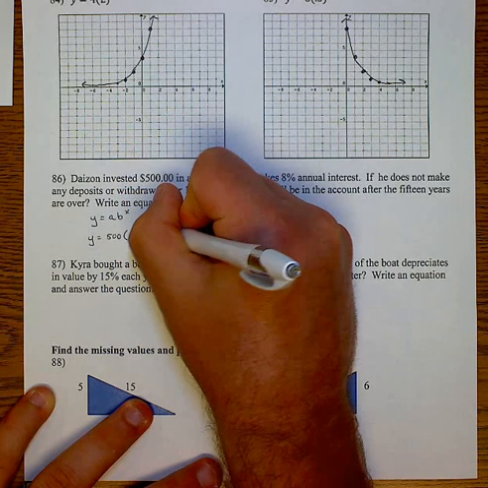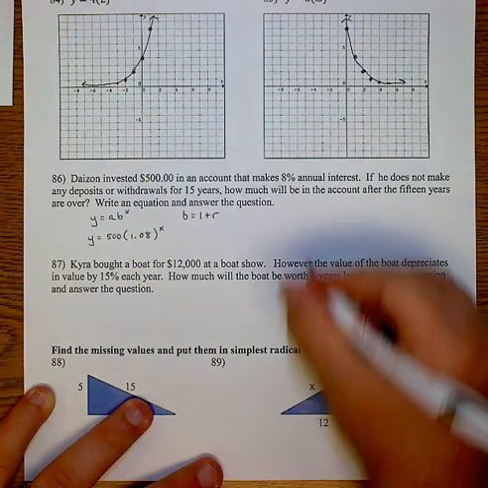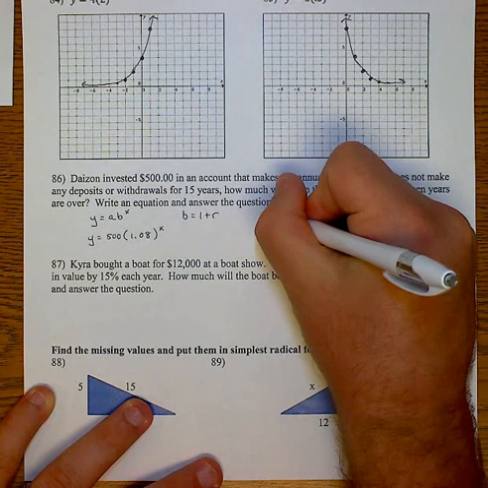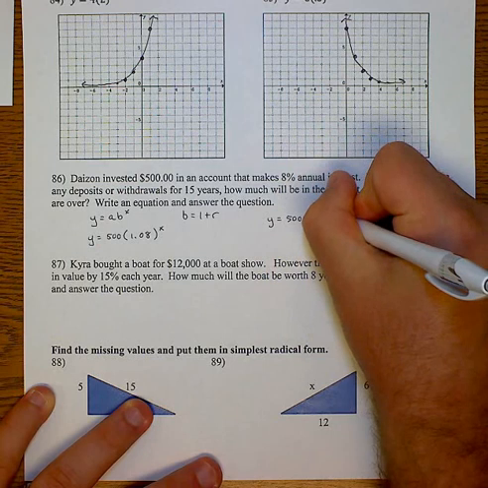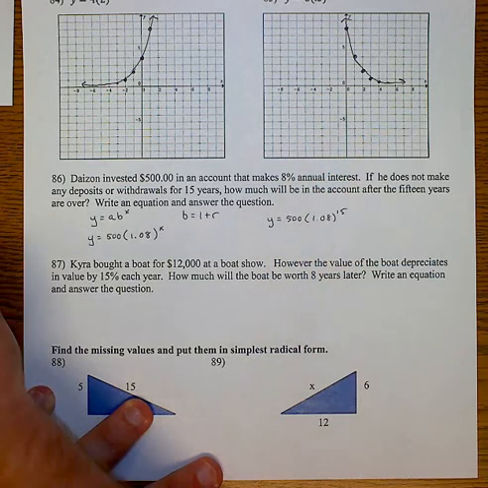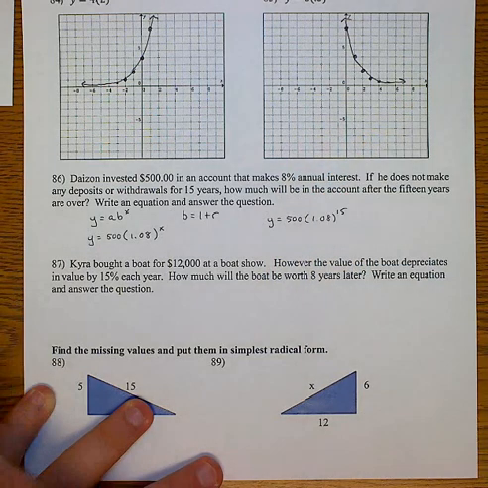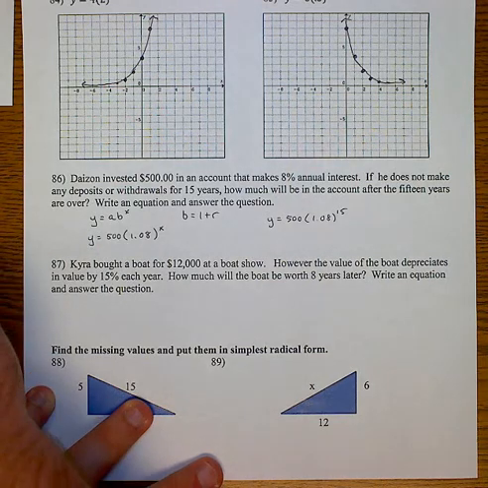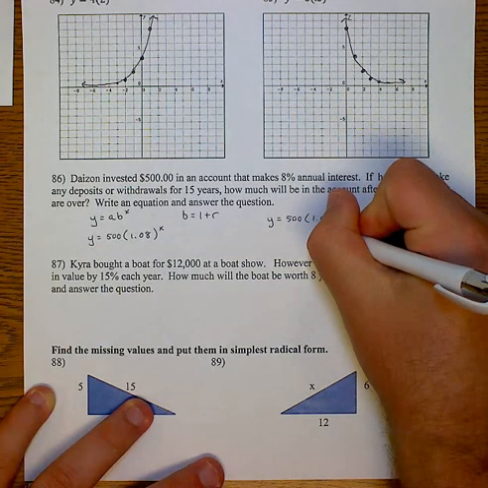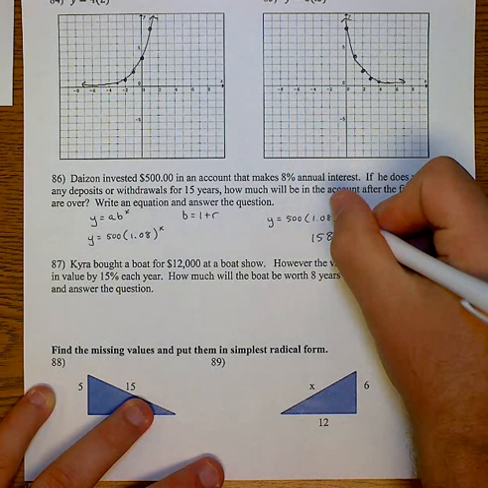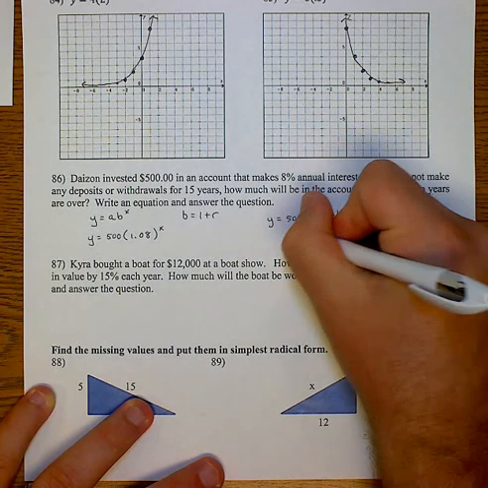Now x is 15 in this problem. It's 15 years. X is number of years. So this is what you're going to type in your calculator. I would do 1.08 caret button 15. You get a nasty number, and then without doing anything to your calculator, just hit times 500, and you get $1,586.08. And we're done with that one.